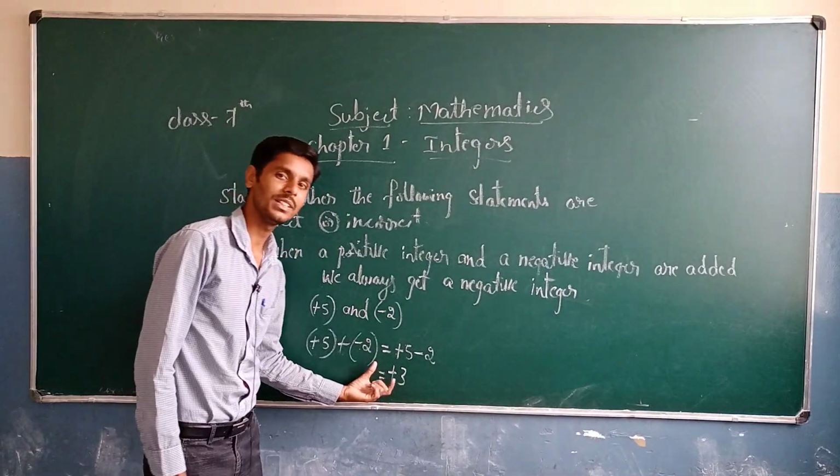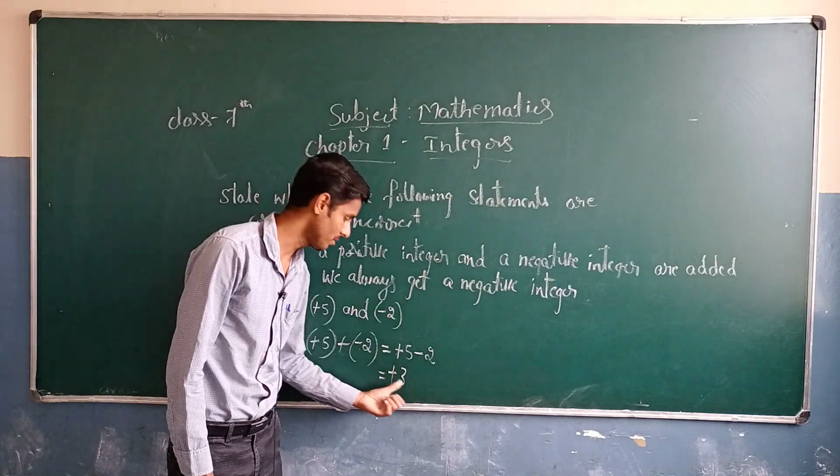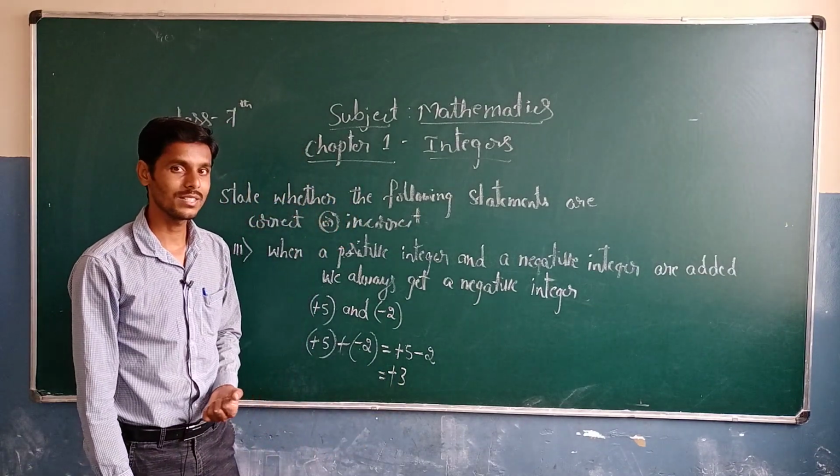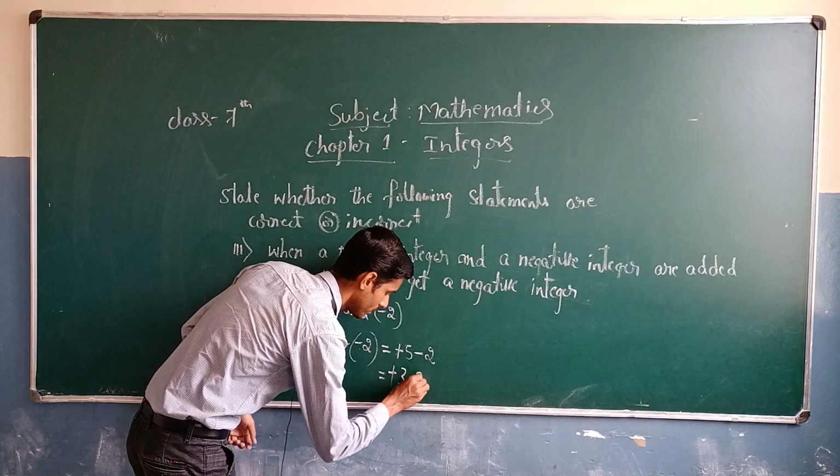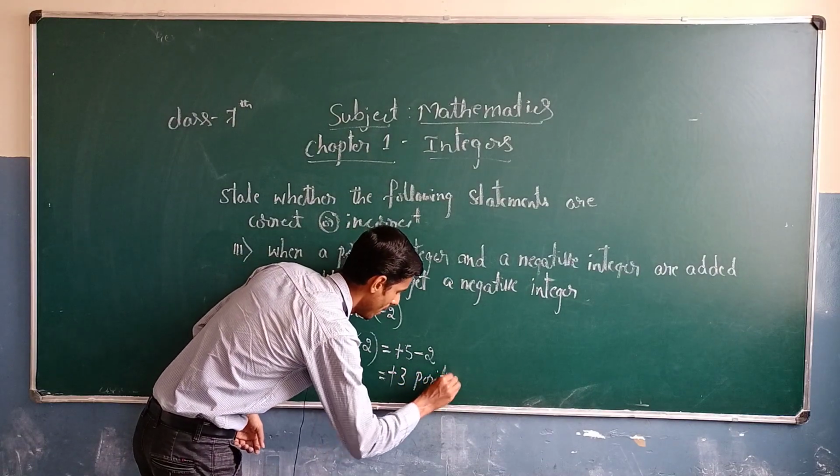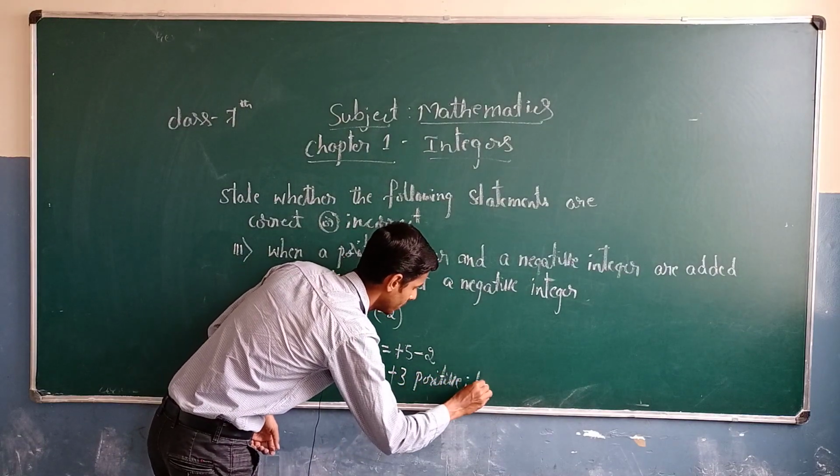So which type of integer is this? Plus 3. Plus 3 is a positive integer.